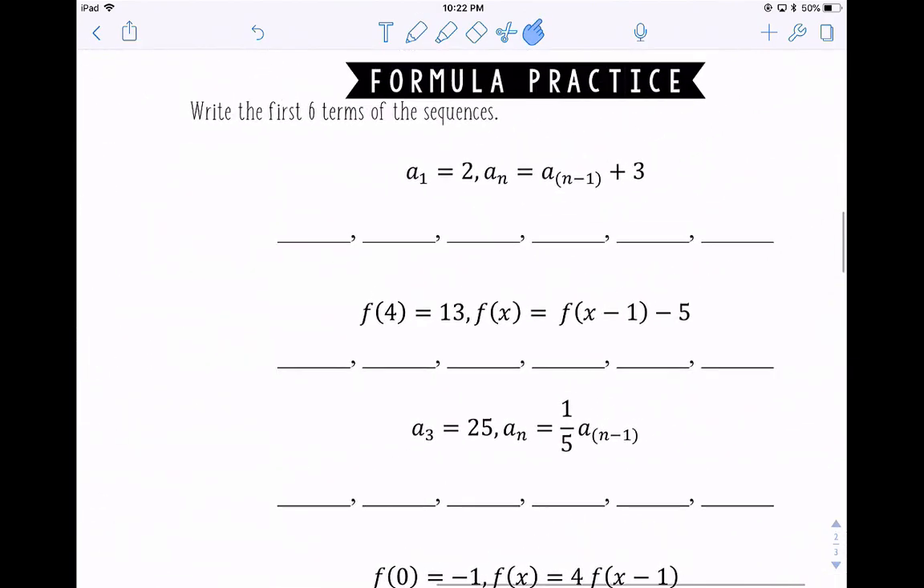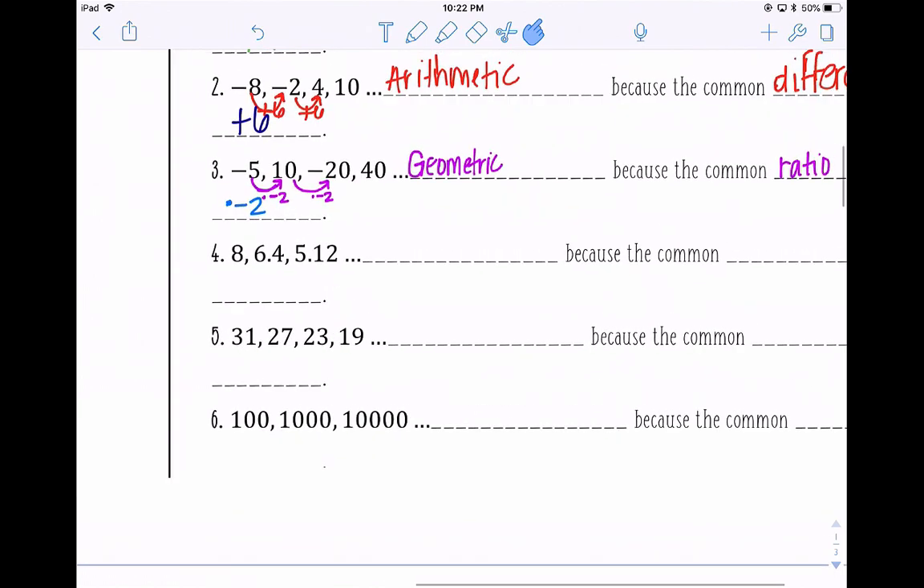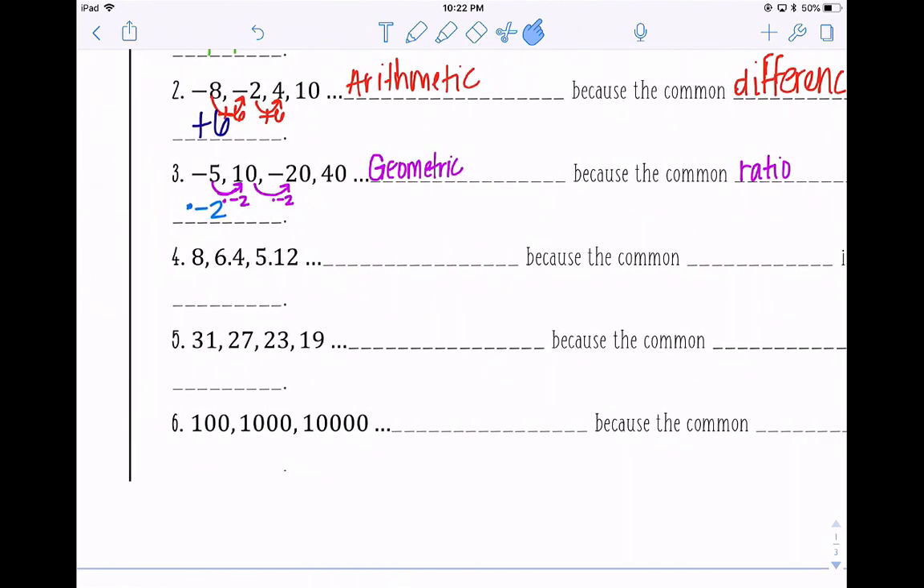All right. Next one, we have 8, 6.4 or 6 4/10, and then 5.12 or 5 12/100. So this one is definitely a little bit more difficult because we go from a whole number to a decimal number to a smaller decimal number. So some people might be able to make an observation here that if I multiply 8 by 8, I would get 64. Well, I don't have 64, I have 6.4.